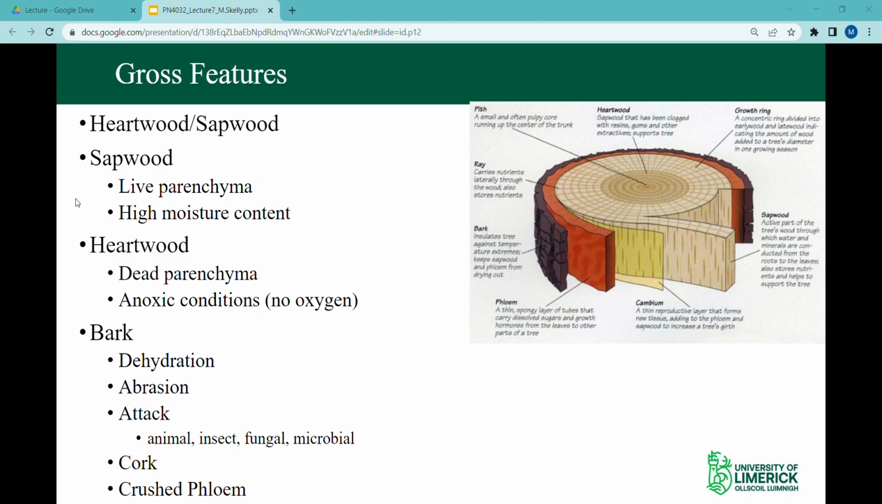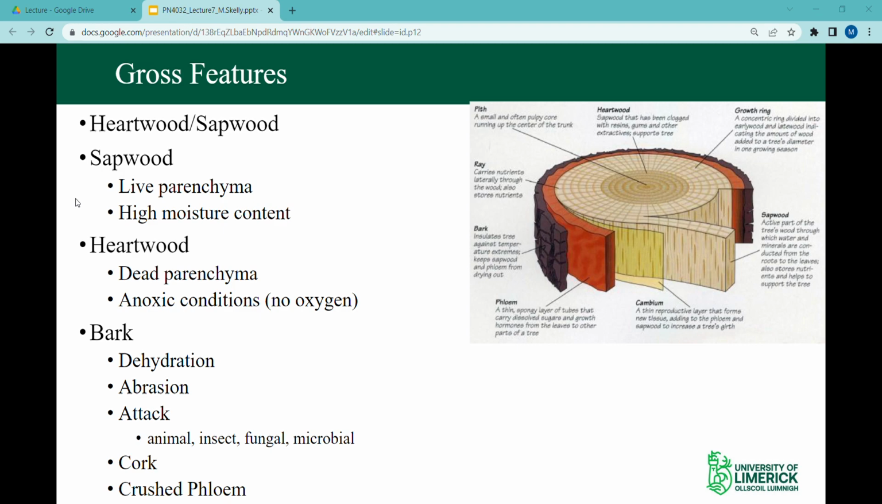So we're defending from animal attack, when we talk about animals, insects, and fungi. We've got cork, and then we've got a kind of crusted phloem. If you were to describe bark, the outer layer is technically a crusted phloem. So it's dead phloem cells that have been pushed to the outer of the tree and have become hard and crusted, and it allows for this protection. The cork will eventually become the crusted layers.